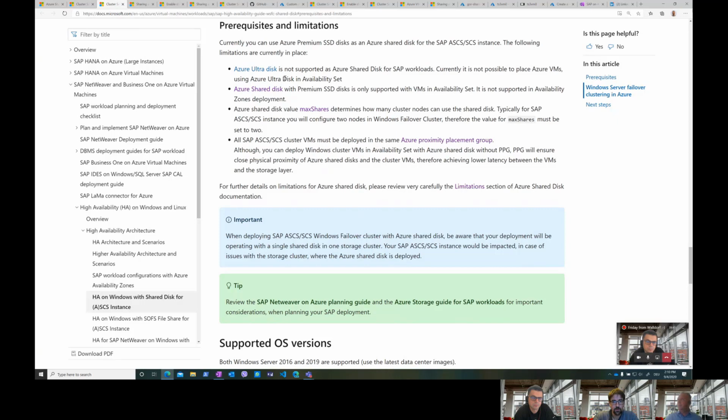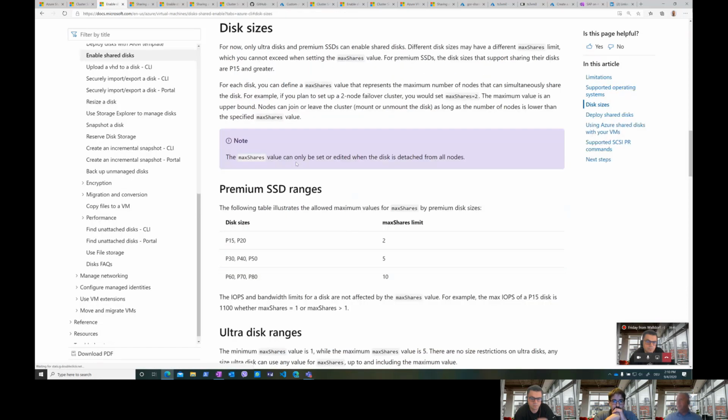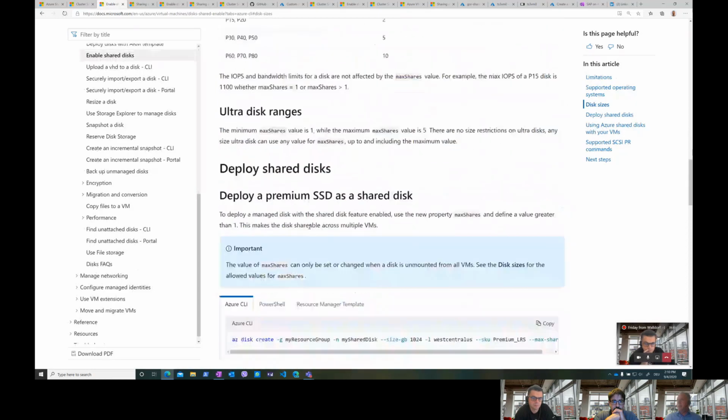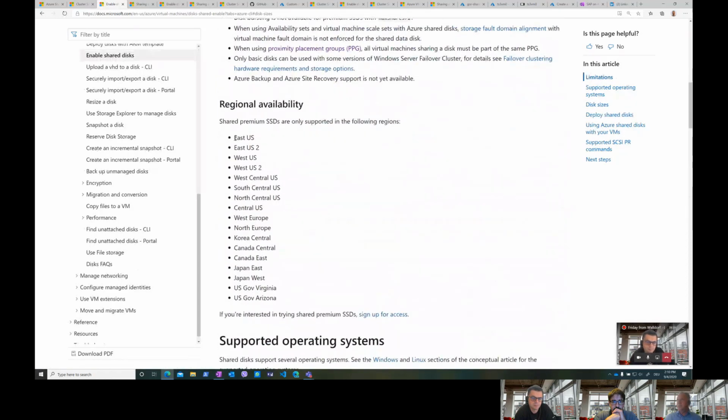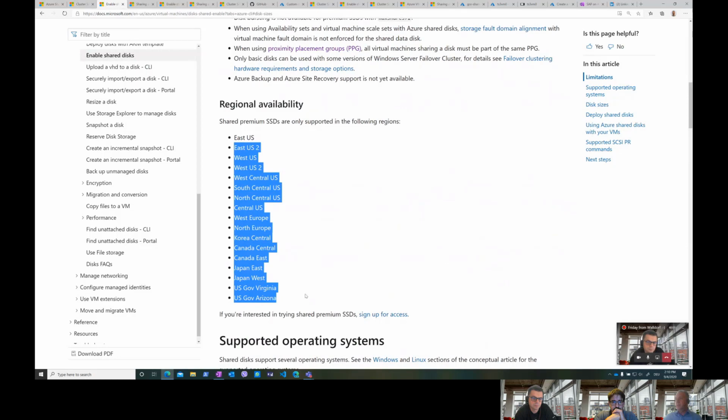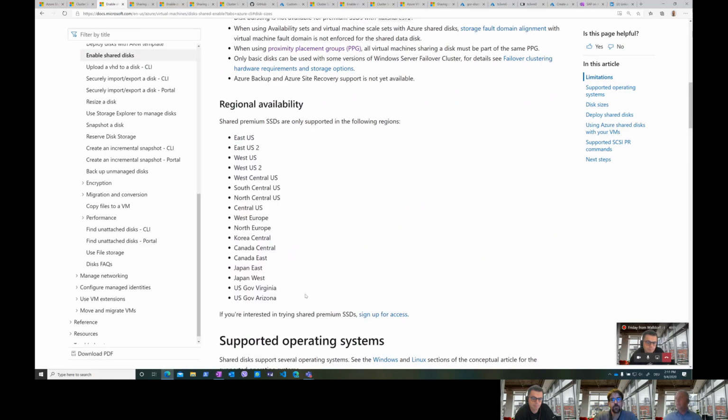For example, if you go to the Azure Shared Disk documentation, independent of the SAP guides, and look for region and availability, until recently, actually until two weeks ago, it was just one region. Now it's exploded. So always check for the latest updates, because things are being expanded, limitations are being removed and improved, so definitely there would be a relaxation.